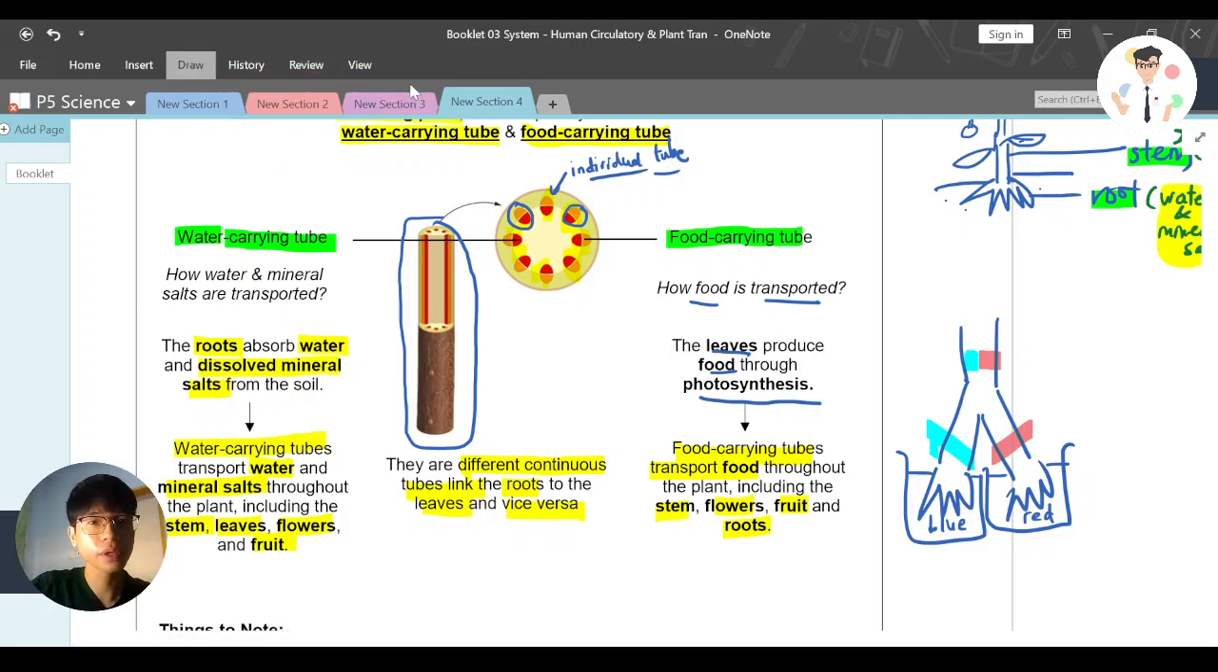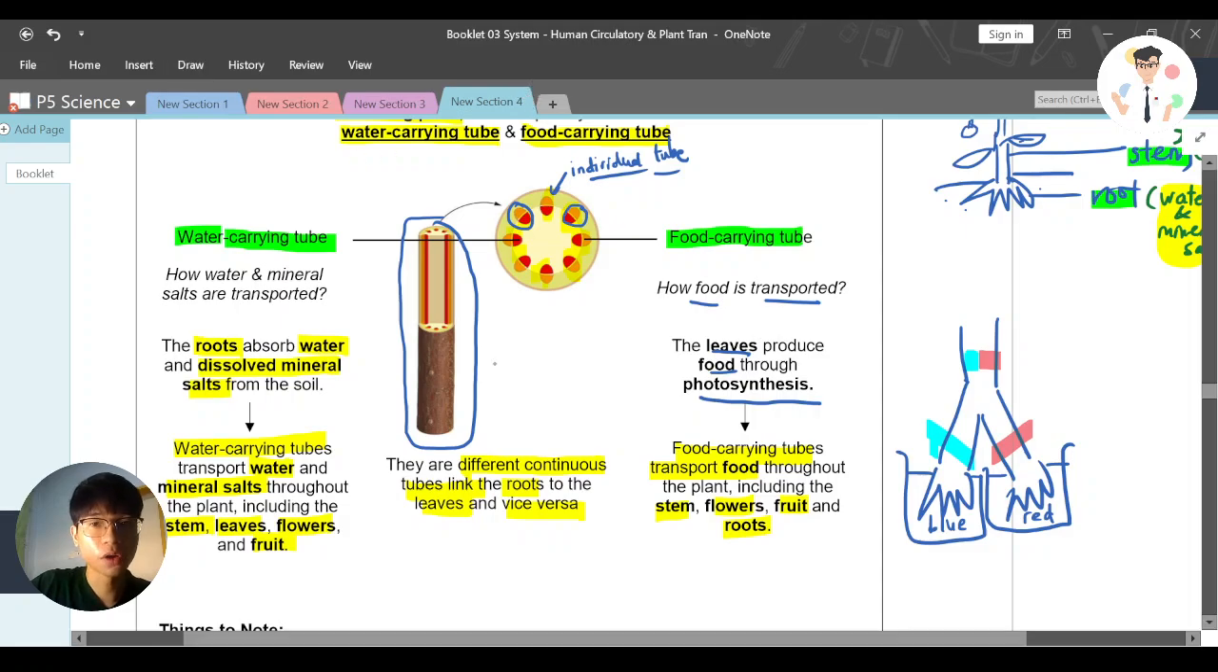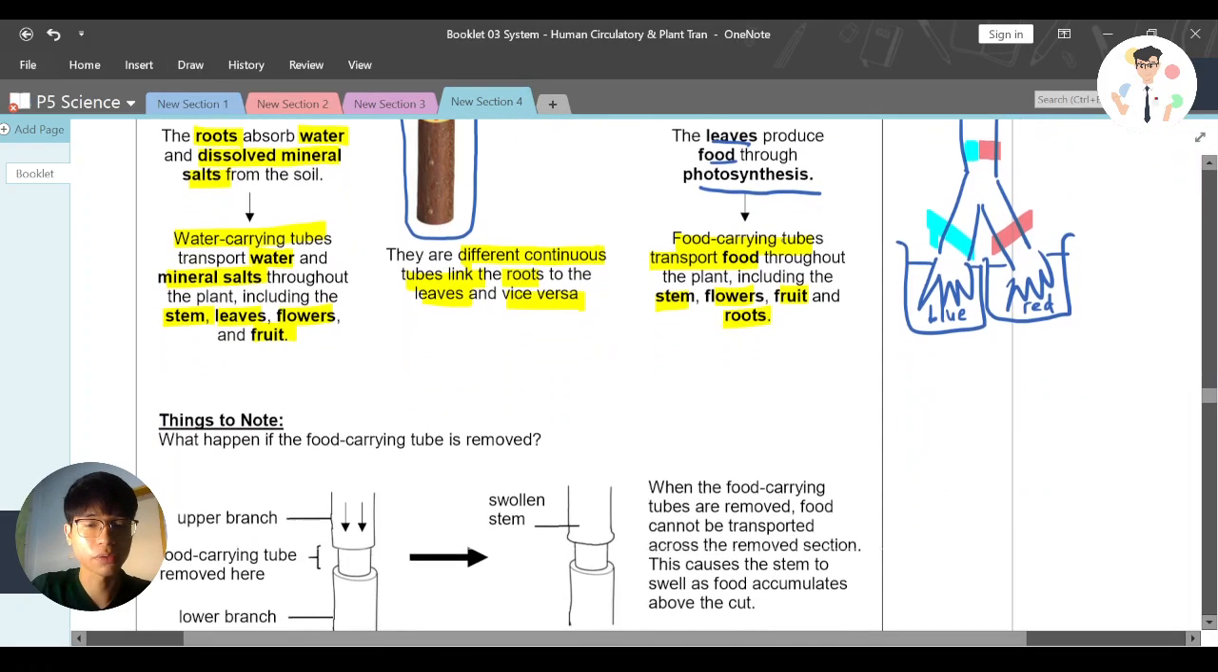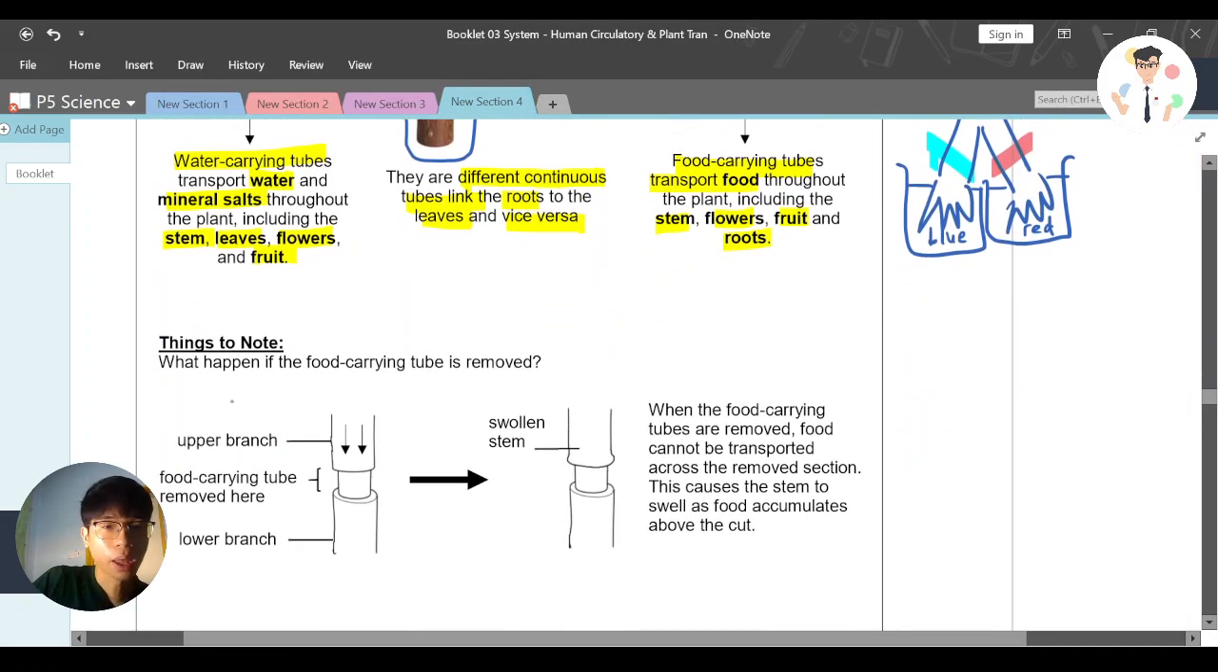Okay. Now let's move on to this food carrying tube. Now things to note. What happens if the food carrying tube is removed? Now this one, put a star here. Very important question you'll be seeing here. Now, again, food carrying tube basically carries food, right? So for example, I have a leaf up here, usually.